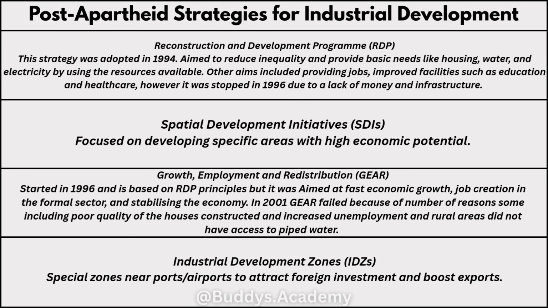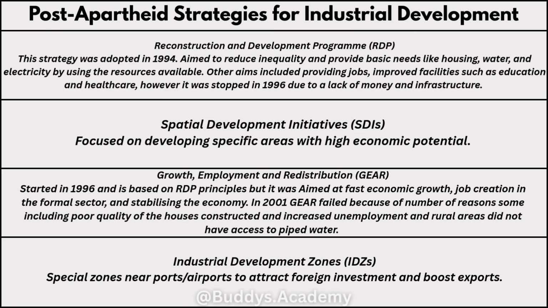Your next strategy will be your SDI, so your spatial development initiatives. And this is going to be focused on developing specific areas with high economic potential. The next strategy would be your growth, employment and redistribution, so GEAR. Now this was started in 1996 and it's based on your RDP principles, but it was mainly aimed at fast economic growth, job creation in the formal sector and stabilizing the economy. However, in 2001, GEAR failed because of a number of reasons, some of which including your poor quality of the houses constructed and increased unemployment, and obviously your rural areas did not have access to piped water.